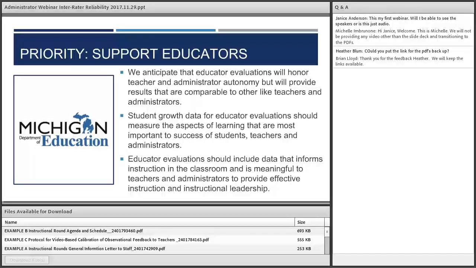We think that the use of student growth data for educator evaluation should measure the aspects of learning that are most important to the teachers that are measuring that, to the students that are doing the learning, and to the administrators that are overseeing the programs. We also think that educator evaluations should include data that informs instruction in the classroom and is very meaningful to teachers and administrators. That's how we get the most value out of our educator evaluation systems, is focusing especially on the measurements of student growth that are most closely connected to teachers and the work that they do.